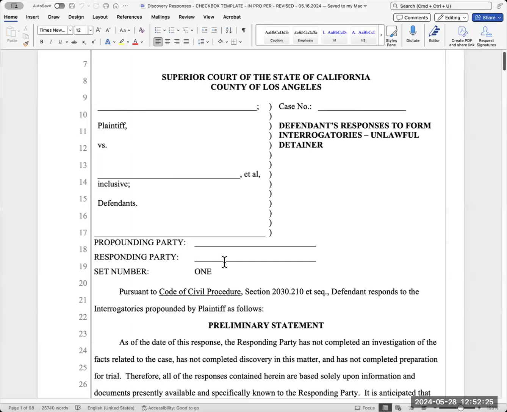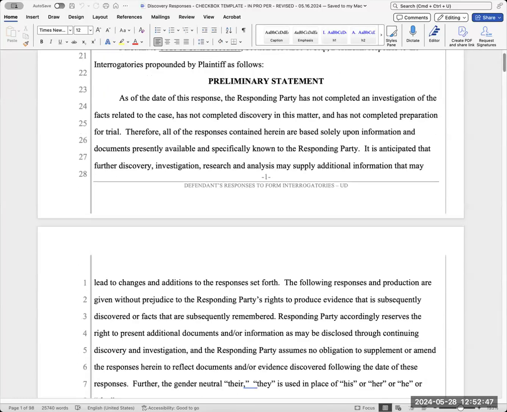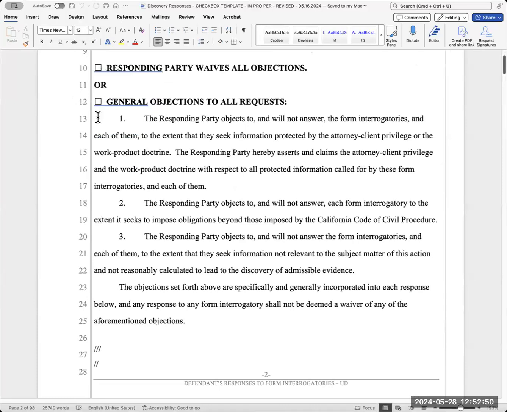The responding party is the specific person, one person out of the group, that is responding. If there's only one person, then it's the same person. If they misspell your name here, you can correct it here. Put the misspelled version first and say sued herein as the correct spelling. Preliminary statement, objections. Again, if you're responding within the deadline, here, otherwise here.